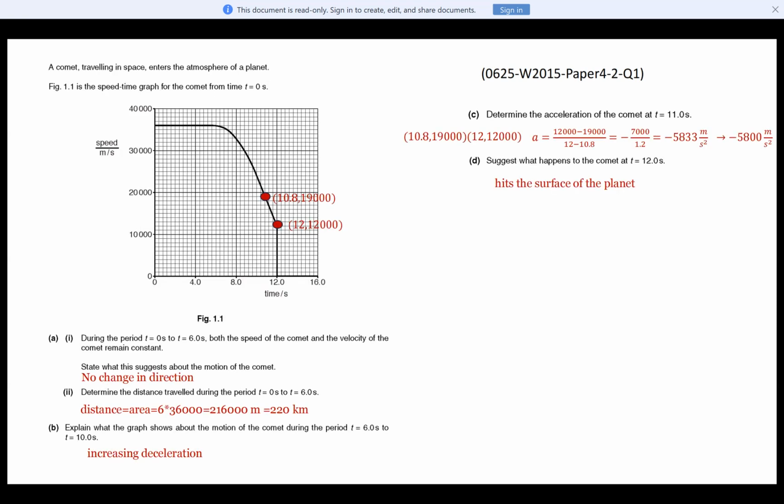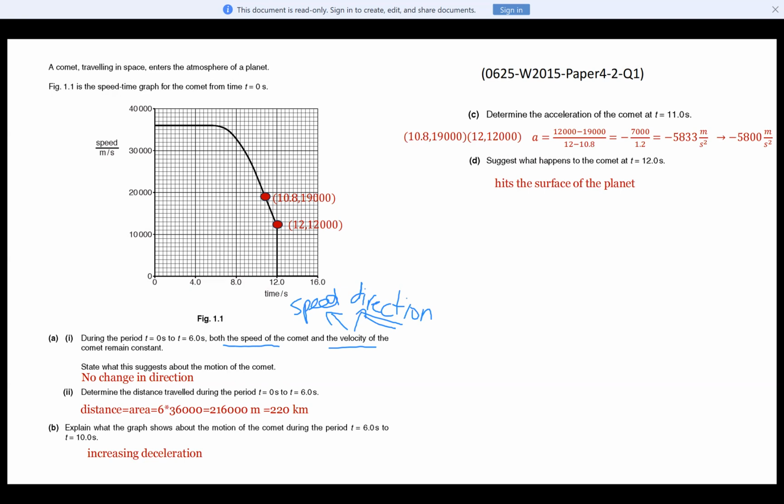So if the speed and the velocity both remain constant, what is the difference between speed and velocity? Velocity has two components, magnitude, which is speed, and direction. So if the speed is constant and the velocity is constant, what does that tell us? That the direction must be constant as well. So therefore, there is no change in direction.